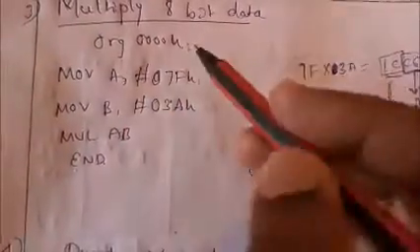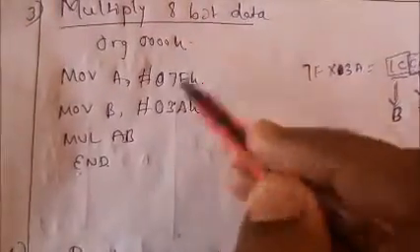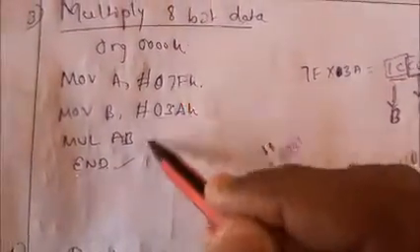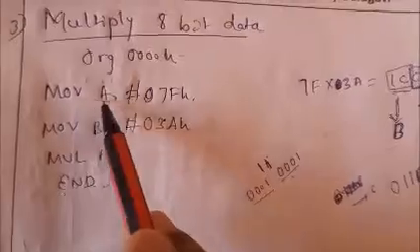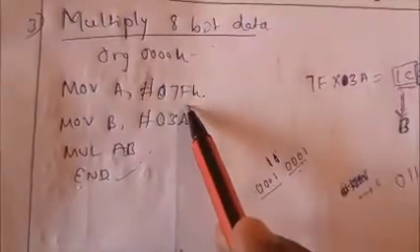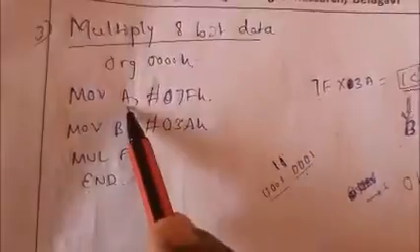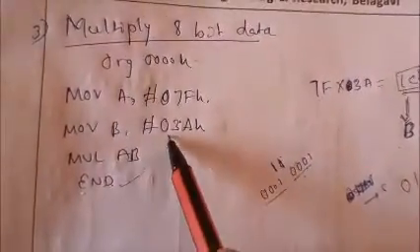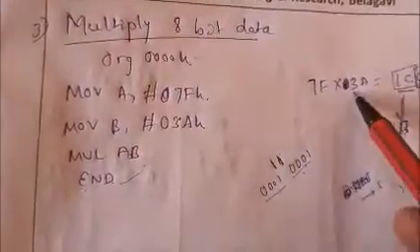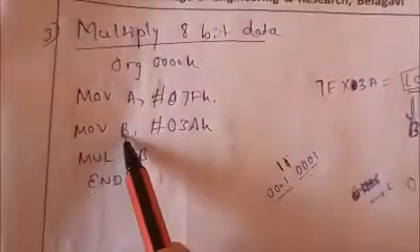So only two registers I need to use. How to write the program: this is common, every time we write the initial part and the end part, and in between I need to write the program. So MOV A, #07FH. Here I am loading the first number 7FH into register A. MOV B, #03AH. That means the second number 3AH I am loading into register B.